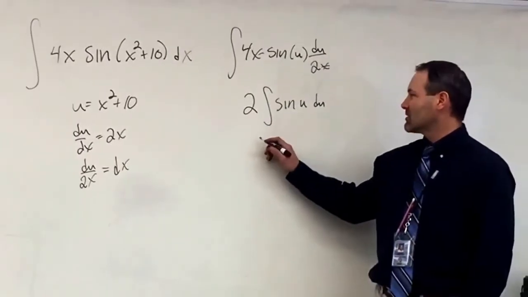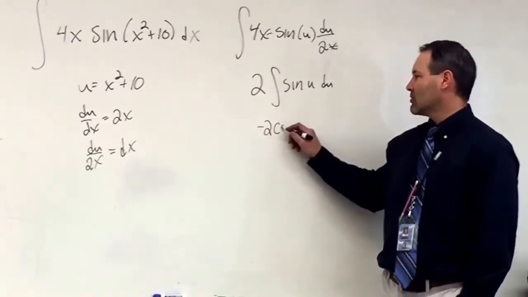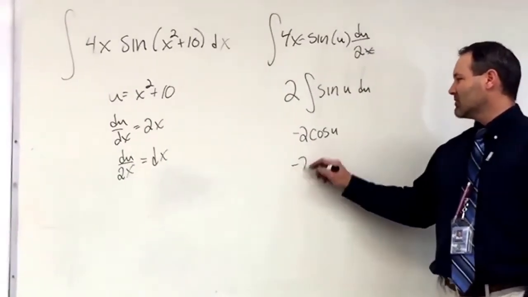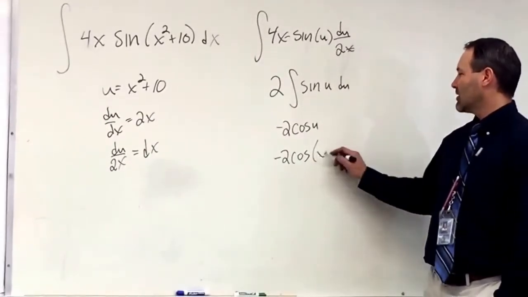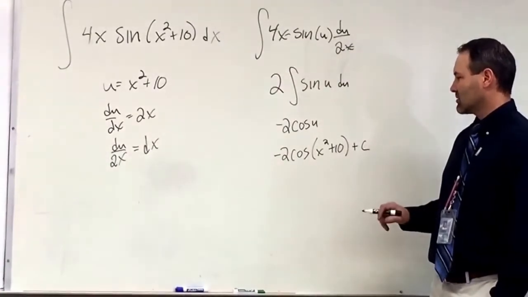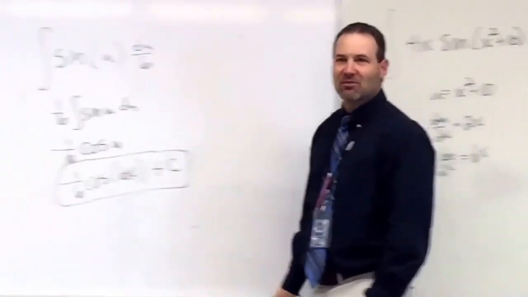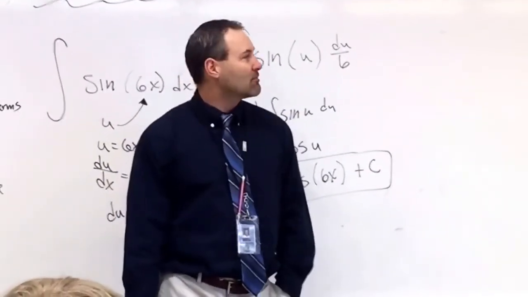So that is negative 2 cosine of u. So negative 2 cosine of x squared plus 10, plus c. No way we could have done that without u substitution, right? I don't know, you'd have to work through it mentally.